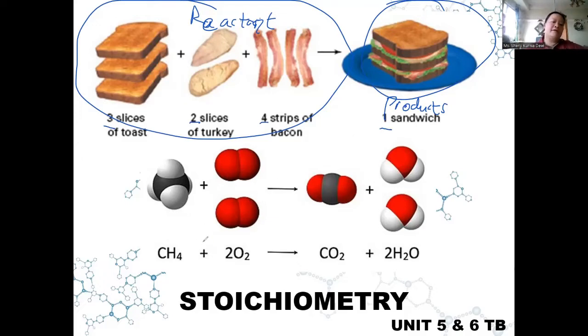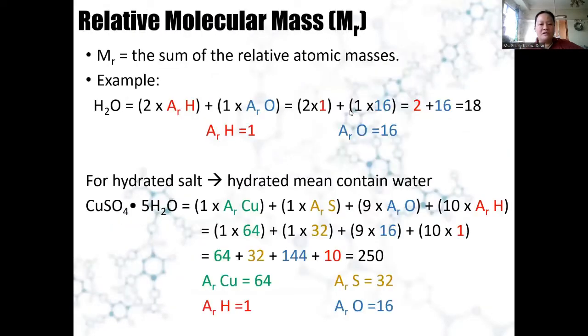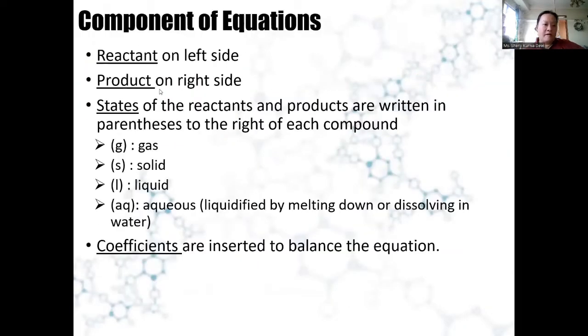For the balancing equation there are also states. For example, this one you may see, g, stands for gas, and for example l stands for liquid, and so on. That is the components of the equation. I will go back to my slide here. This is the components: reactants are on the left side, products are on the right side. Between the reactants and the products, the number of atoms should remain the same.